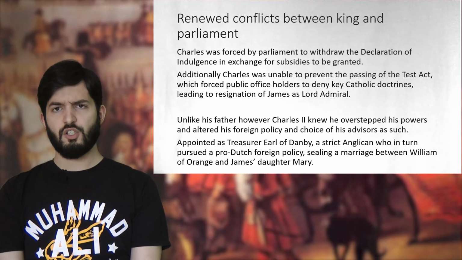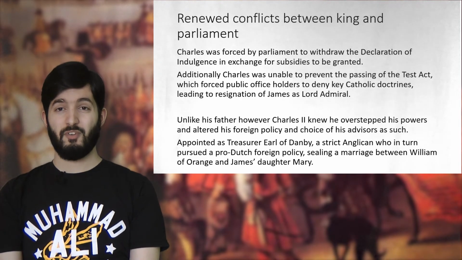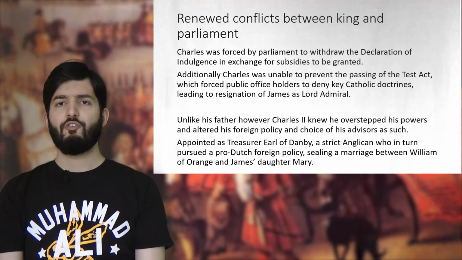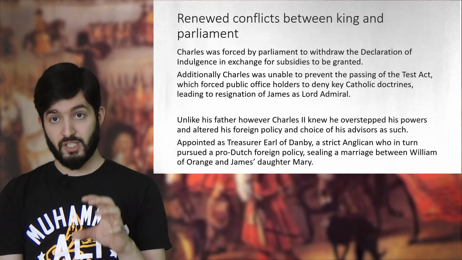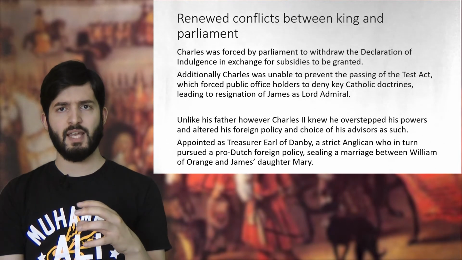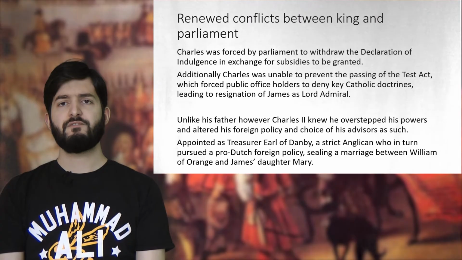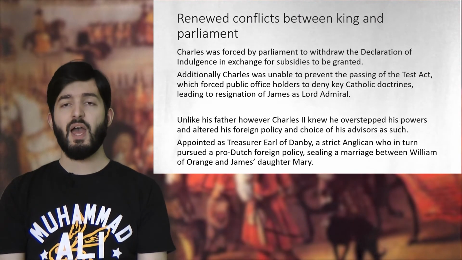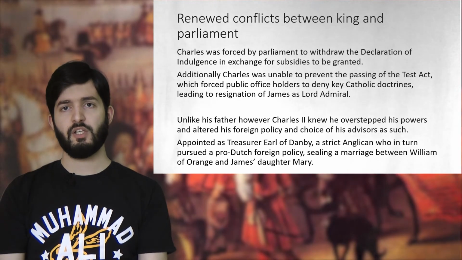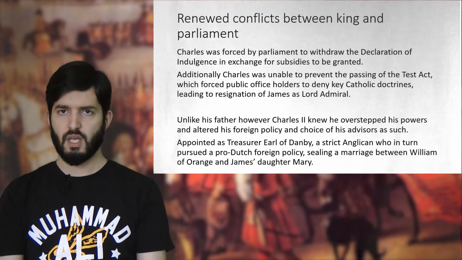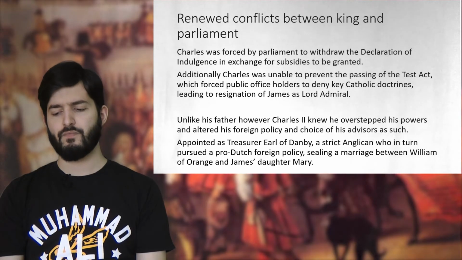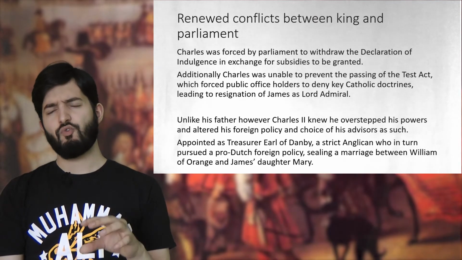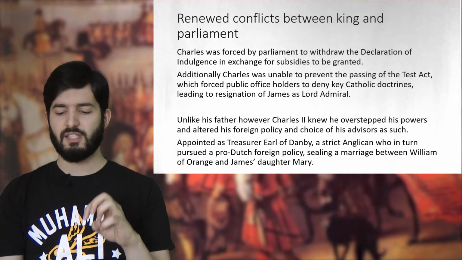And in addition, Charles is unable to prevent the passing of what is referred to as the Test Act that Parliament passes, which essentially forces any public office holders to deny key Catholic doctrines, otherwise they cannot maintain their position. This famously affects his brother, James II, who, as we've already mentioned, declares his Catholicism, and was previously Lord Admiral, and as a result is forced to resign from that position because, of course, he will not deny key Catholic doctrines.